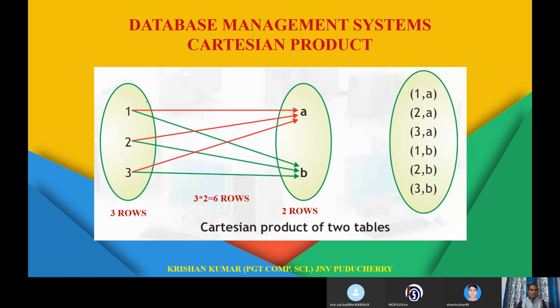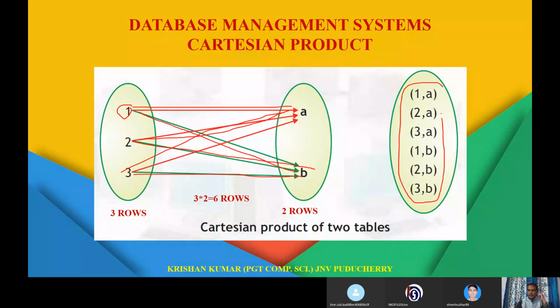And one more thing you have to understand: each row of the first table is linked with all the data of the second table. First it will link with A, then again it will link with B. Then the second will also link with A and the second will link with B. Then the third will also link with A and the third will also link with B. It is already explained here. You can easily understand by taking a screenshot. So this is a simple way to understand what is the Cartesian product of two tables.